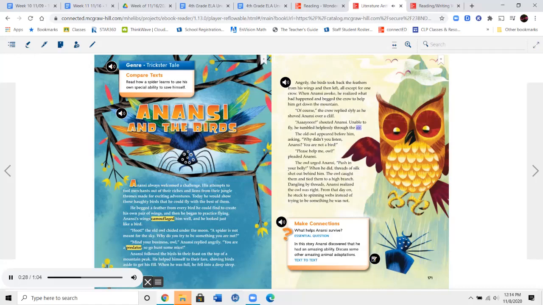The old owl appeared before him, asking, "Why didn't you listen, Anansi? You are not a bird." "Please help me, owl," pleaded Anansi. The owl urged Anansi, "Push in your belly." When he did, threads of silk shot out behind him. The owl caught them and tied them to a high branch. Dangling by threads, Anansi realized the owl was right. From that day on, he stuck to spinning webs instead of trying to be something he was not.